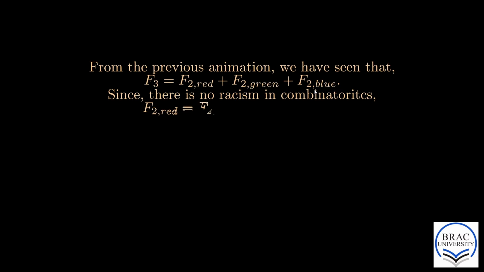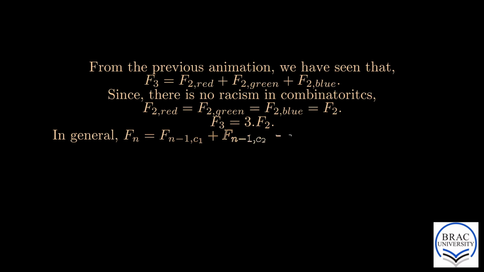Since all of these numbers are equal, we can call all of them f2. There are three f2s because there are three different color choices for the first ball: red, green, blue, right? So f3 is actually 3 times f2. If we want to solve this for all values of n, we know that f_n equals f_{n-1} C1, where C1 was red, plus f_{n-1} C2, where C2 was green, plus f_{n-1} C3, where C3 was blue. If we have more than these three colors, then we'll have 1, 2, 3, 4 up to n colors. So we will have n different colors.